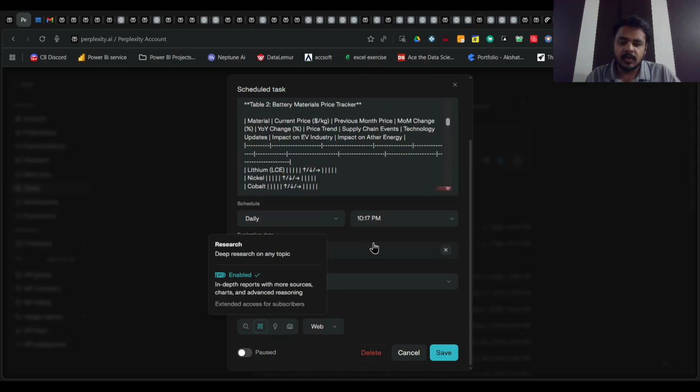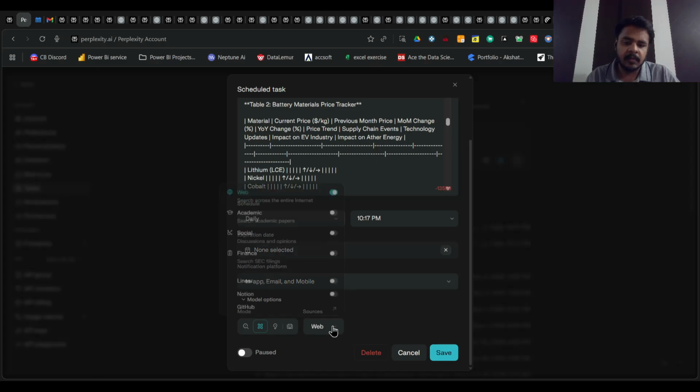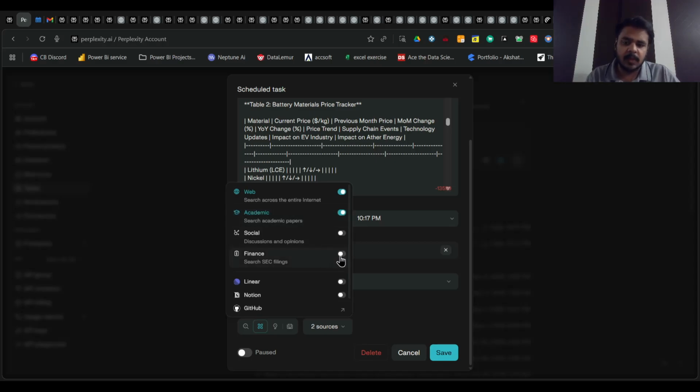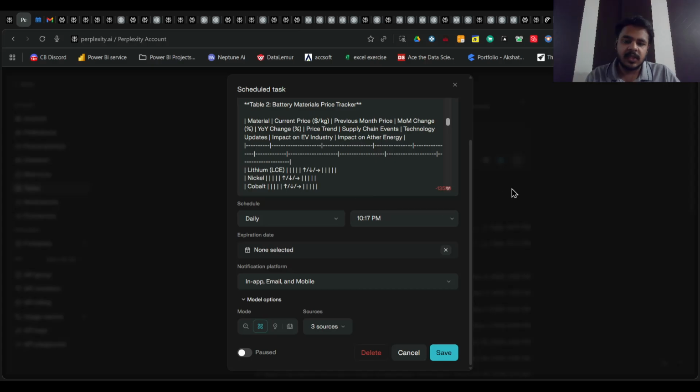For this, I am using the research model of Perplexity, which uses web browsing. Basically, it crawls all over the web to extract the news that we want. For this, we are using only the web section, but we can also use academic research papers if we want, and then we can select our Notion database also. For this project, I have made a Notion database on which we will be writing the queries specifically that we want. So this is the thing on which I was working.